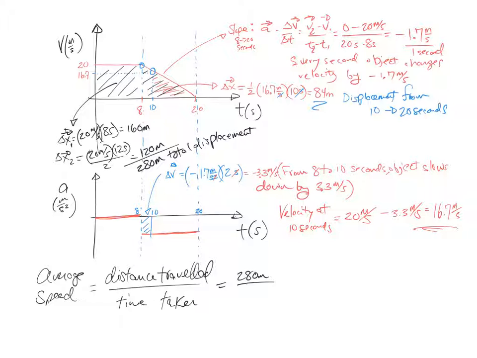The total time taken is 20 seconds. So what's that? Put that in a calculator and you get about 14 meters per second. So that's an average speed overall, speed from 0 to 20 seconds.